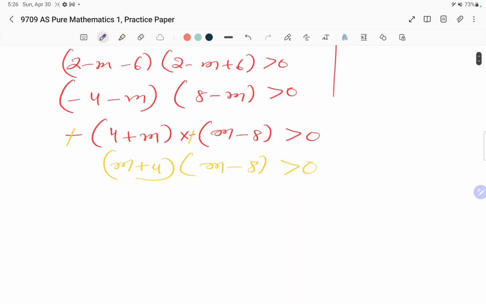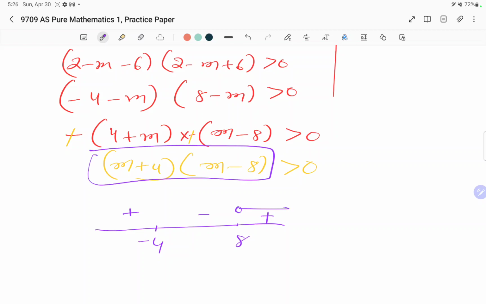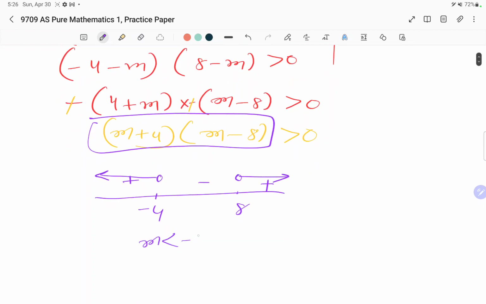When you have this, you will draw a real number line. You will use these results, roots: m plus 4 equals 0, then m is minus 4, and m minus 8 equals 0, then m is 8. Now the m coefficients are positive, so here it is plus, then minus, then plus. And this expression is positive, so we have to cover the positive region. So our m should be less than minus 4, or m should be greater than 8.